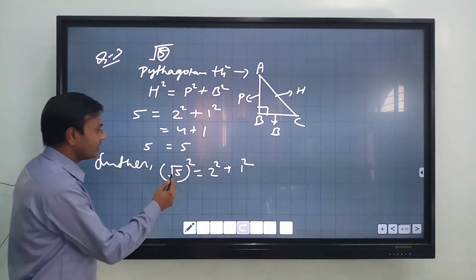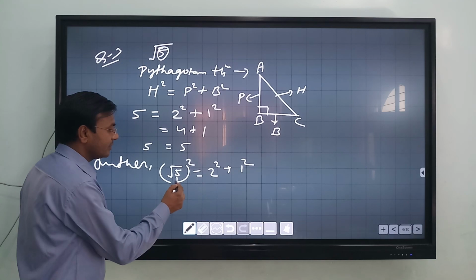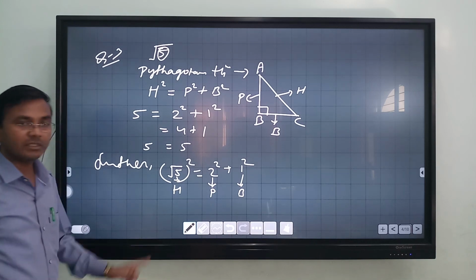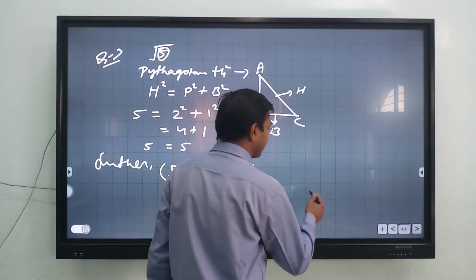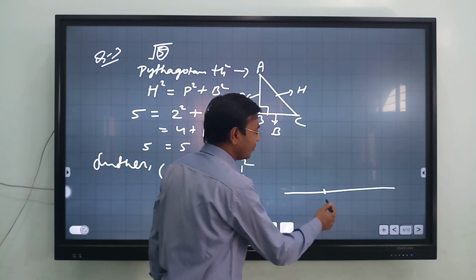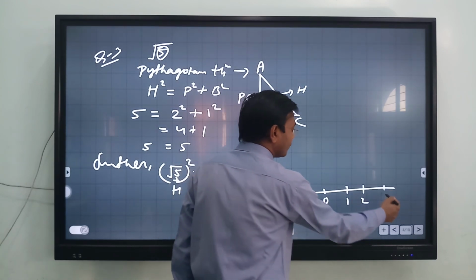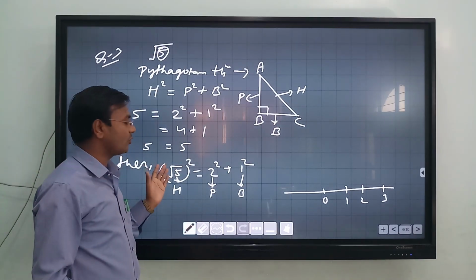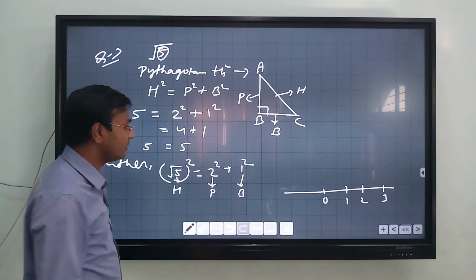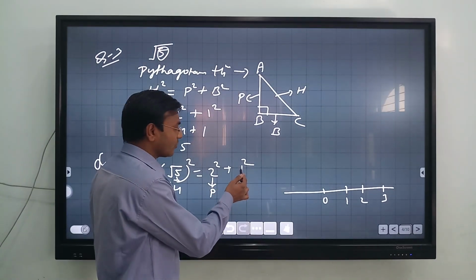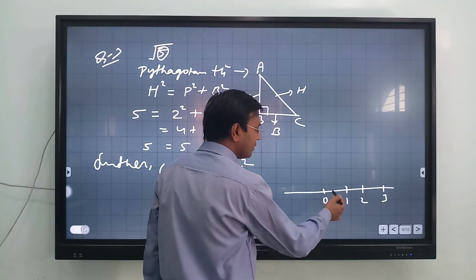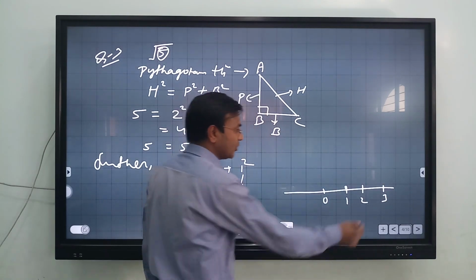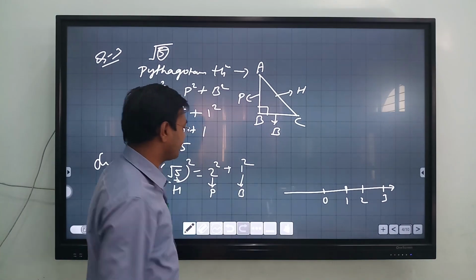It means this is going to be h, that is h square, and this one is taken as p and this one as b, p square plus b square. To show it geometrically, we will first draw the number line, then write 0, 1, 2, 3. We will not go to the negative side because the square root of 5 doesn't give negative values. Right? Now the base is what? 1. So 0 to 1. There may be a gap of 1 centimeter or 1.5 centimeter, but take equal gaps. Make sure as per your convenience.